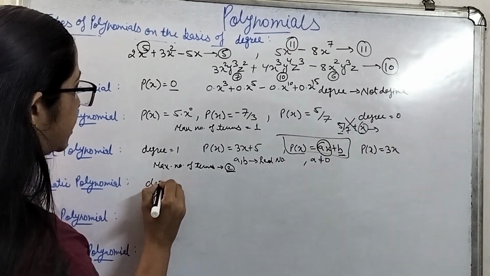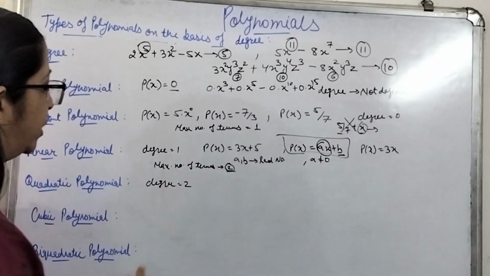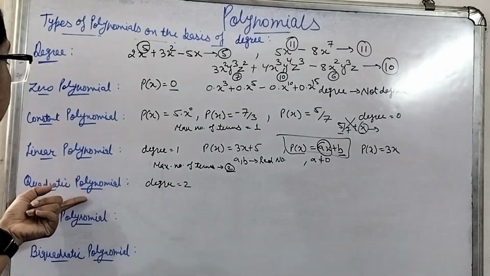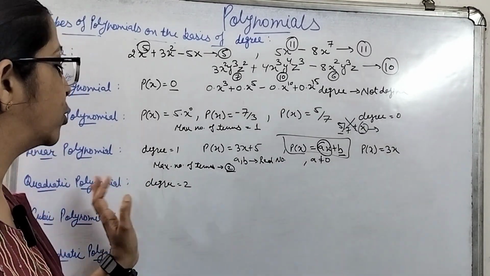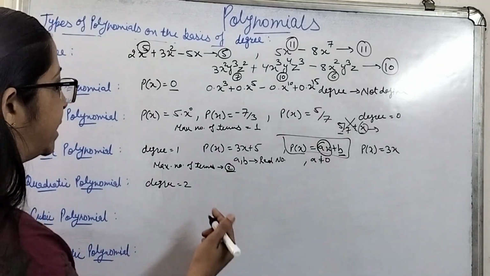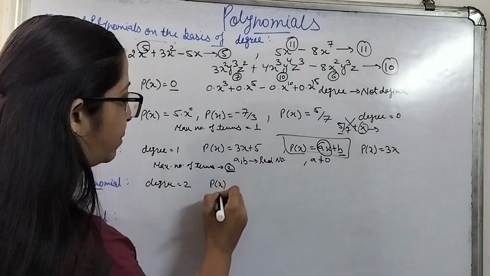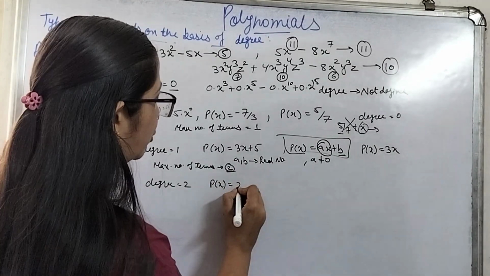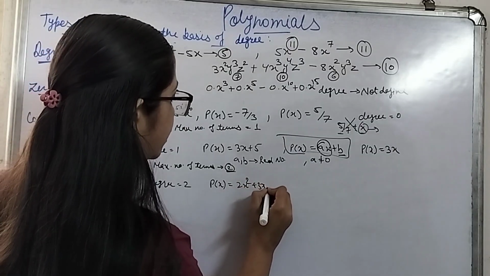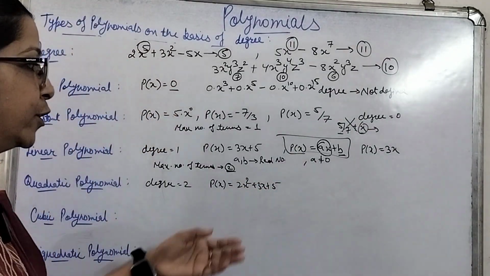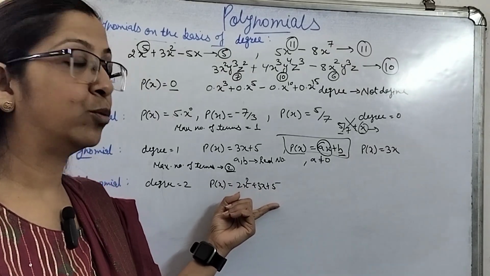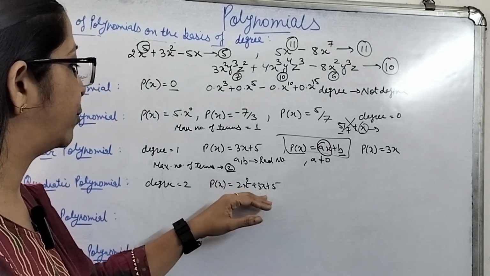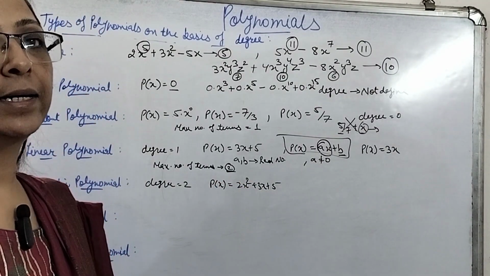The polynomials with degree 2. If the degree is 2, then we say it to be a quadratic polynomial. That means if there is any polynomial, say p(x) = 2x square plus 3x plus 5. This is a polynomial. Here we can see the degree of this polynomial is 2. That's the reason this polynomial is an example of a quadratic polynomial.